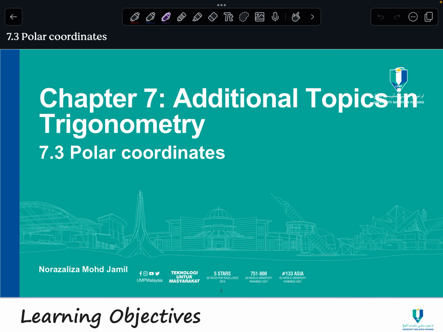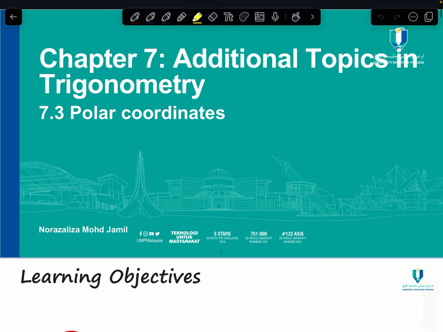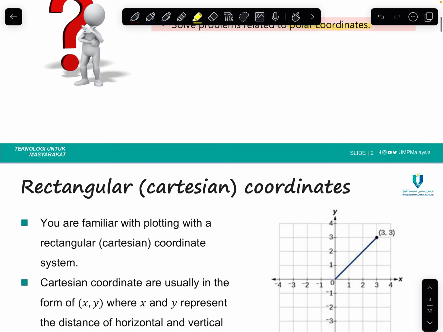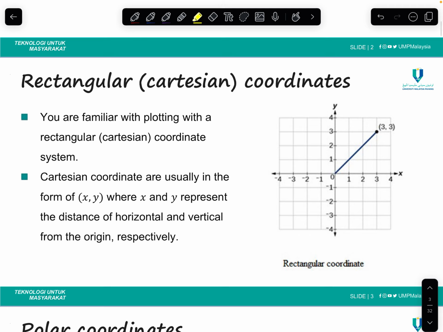Chapter 7, Additional Topics in Trigonometry, section 7.3, Polar Coordinates. The objective is to solve problems related to polar coordinates. First, rectangular Cartesian coordinates. You are familiar with plotting with a rectangular Cartesian coordinate system.